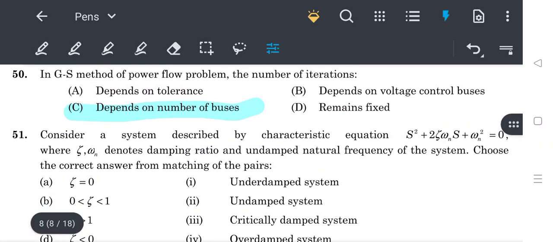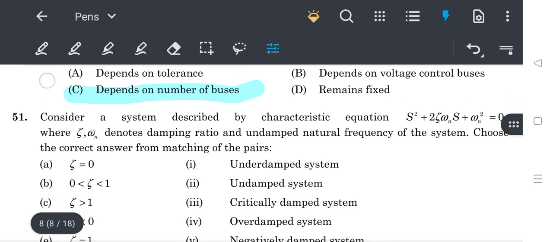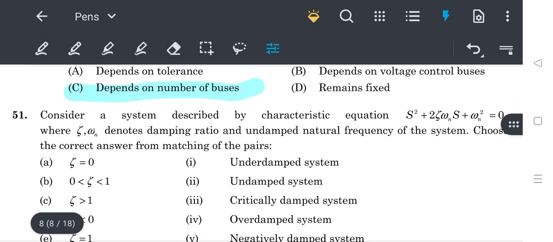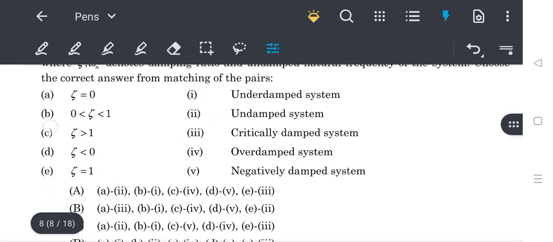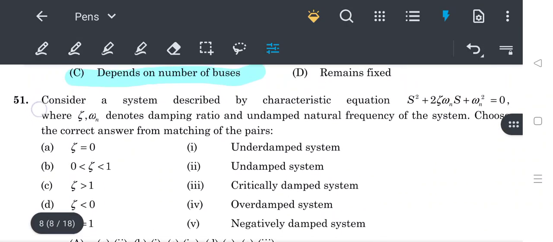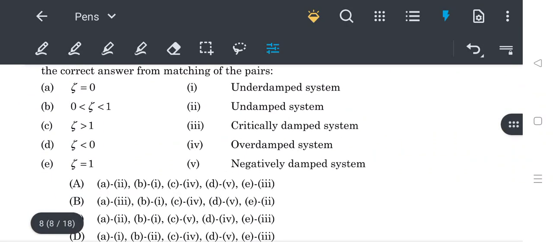Consider a system described by the characteristic equation given below. Denote damping ratio and undamped natural frequency of the system. Choose the correct answer from the matching of the pairs. Here the answer is option A.